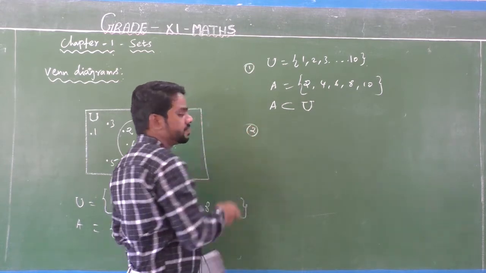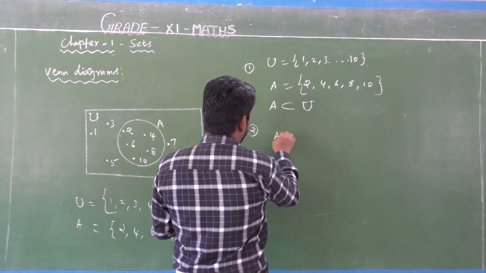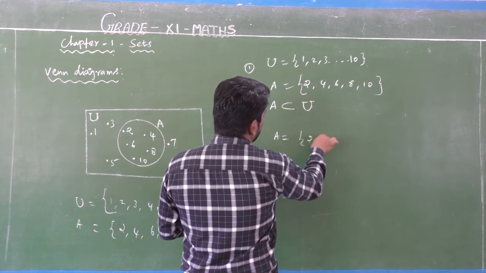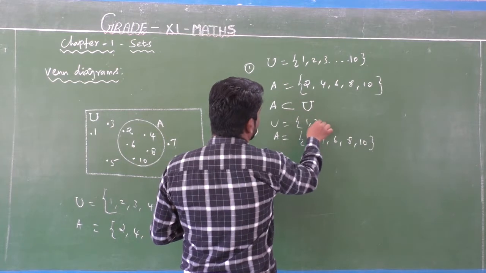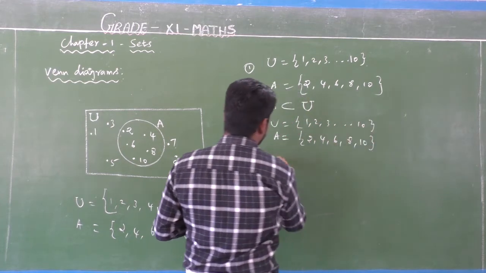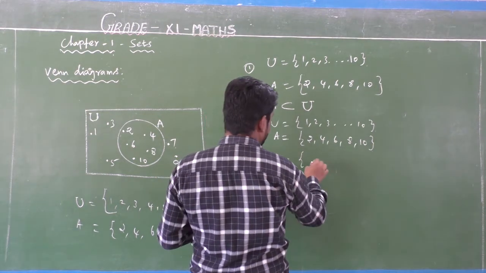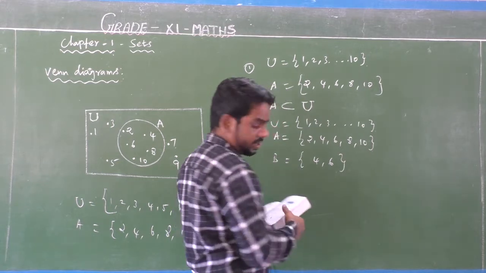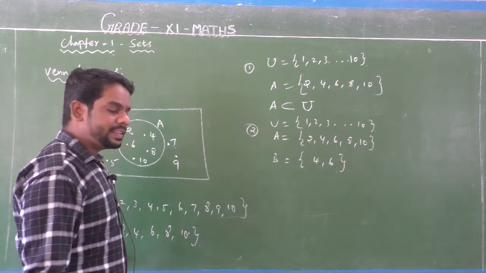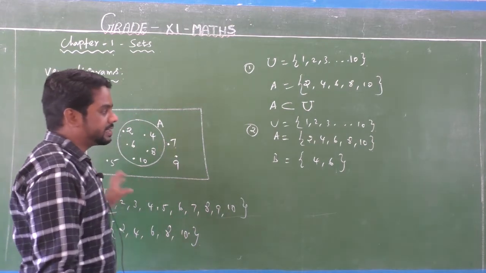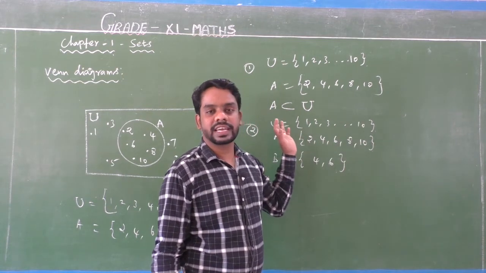Next, the second illustration. Let us consider the set B. B has 4, 6. A is equal to 2, 4, 6, 8, 10. And the universal set is the same, 1, 2, 3, and so on, up to 10. Here B is equal to 4 and 6. So, listen students. In the first illustration, the set A is a subset of the universal set. In the second illustration, listen, the universal set is the same, 1, 2, up to 10.